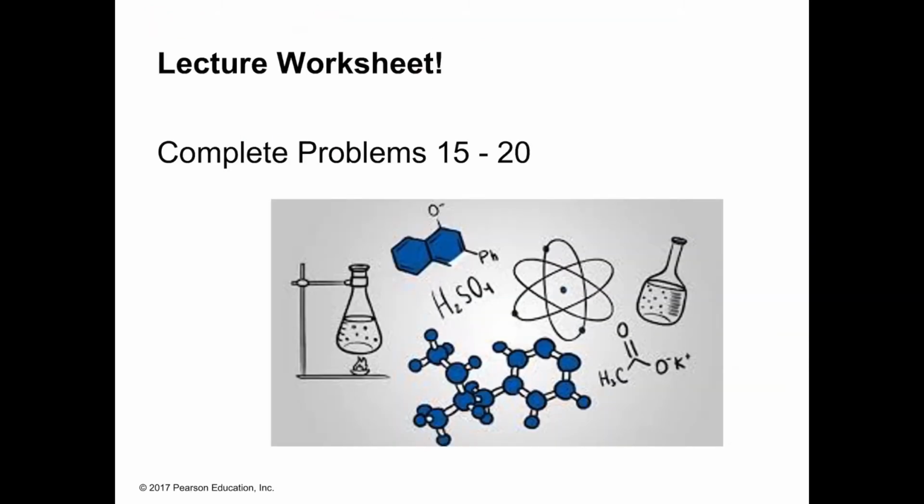Okay, go ahead and work on problems number 15 through 20 on your Chapter 4 lecture worksheet. That will give you a little bit of practice with this isotope notation and identifying different isotopes.